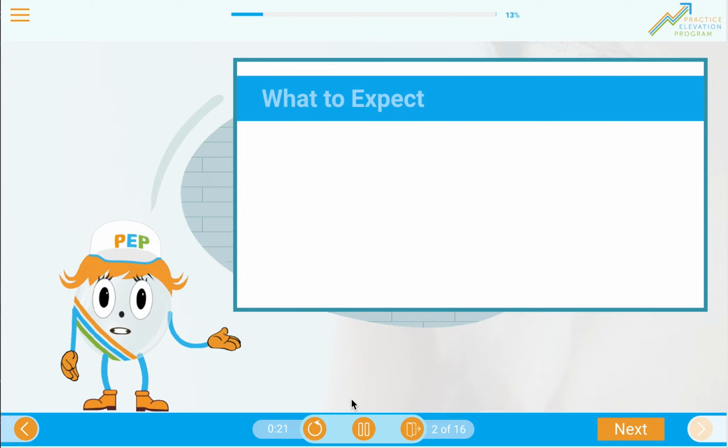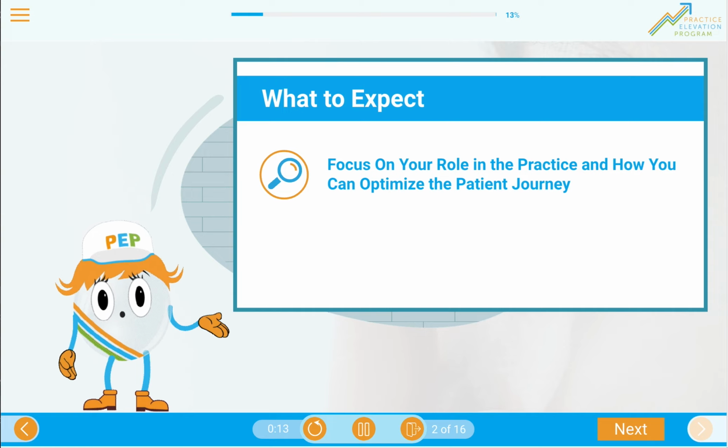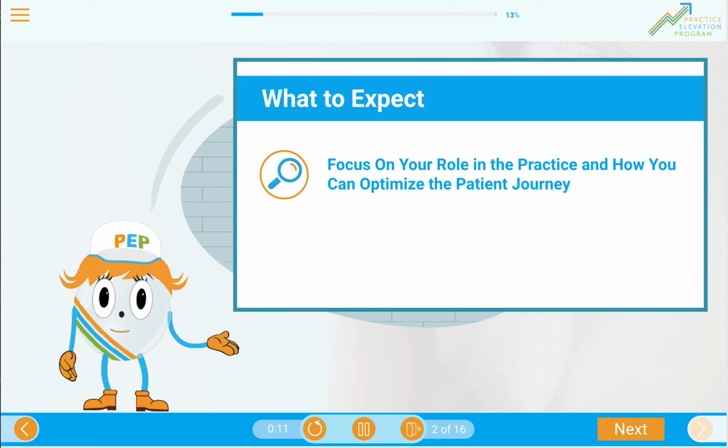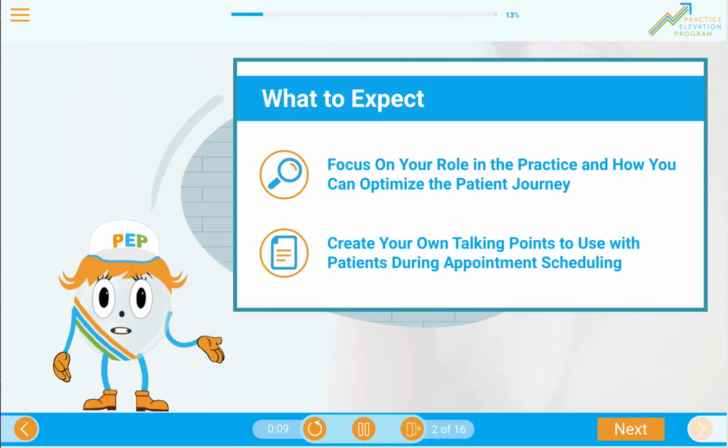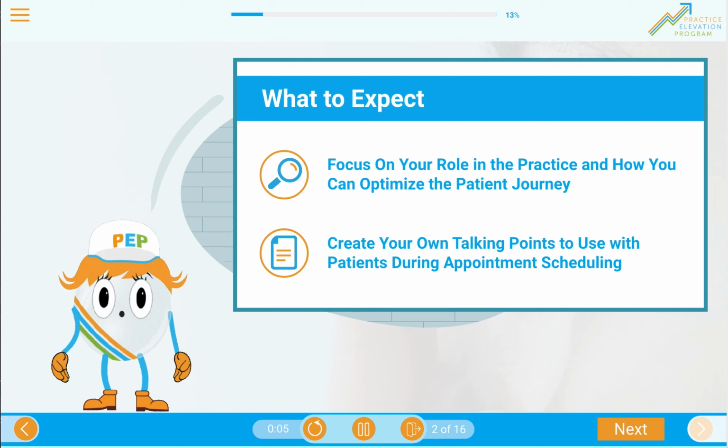Now we can take the training up close and personal. We'll get the chance to focus on you and your role in optimizing the patient journey at appointment scheduling. And then you'll be hands-on in creating your own customized talking points card. After your teammates complete their training, it's time to get the gang together to practice some of those mad skills.